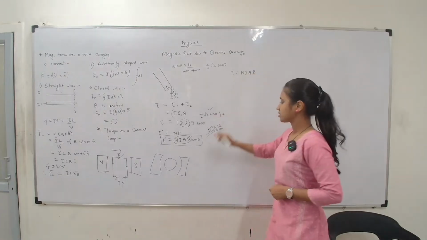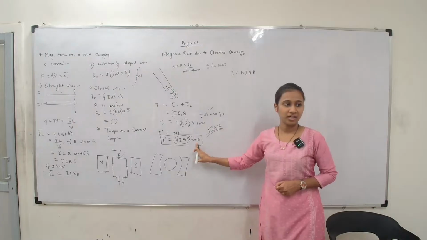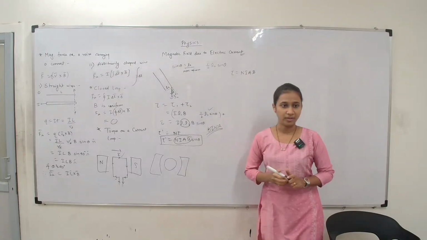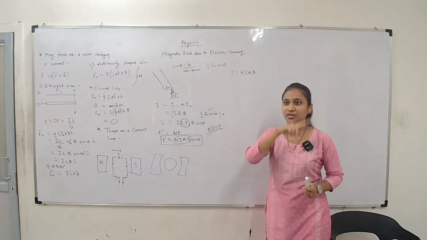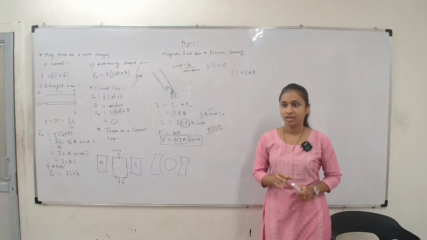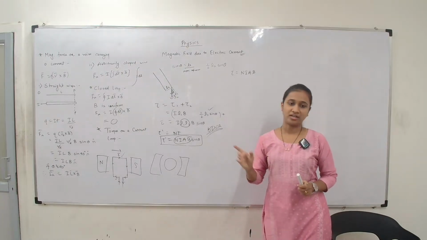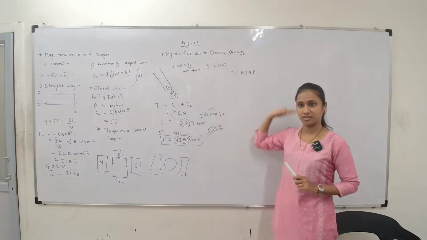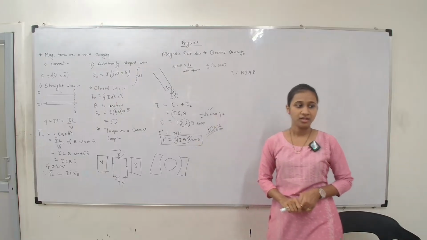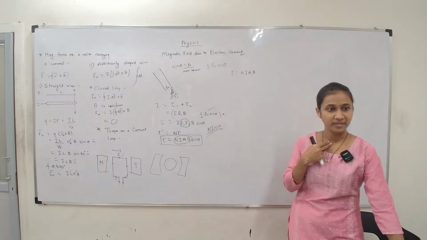NIAB. Now see about this theta. Current and magnetic field. Magnetic field is in horizontal direction. Current is in circular direction, radial. So at each and every point, current is perpendicular to the field. So here theta is 90 degrees, sin 90 is 1. It is NIAB. This is the one with the magnetic field.